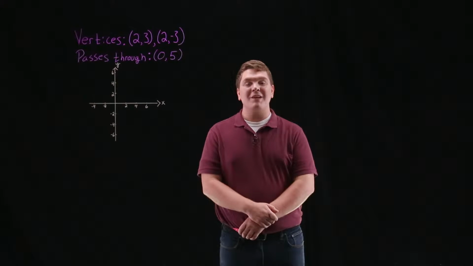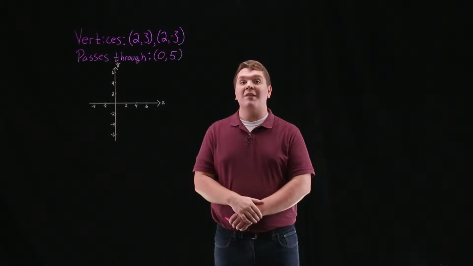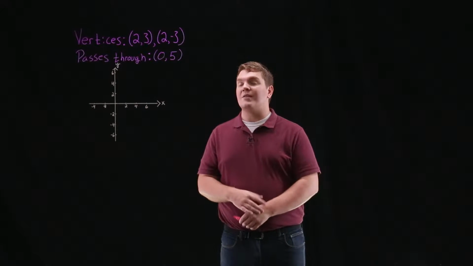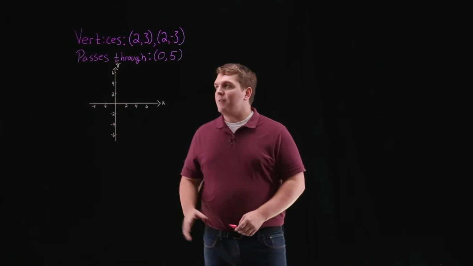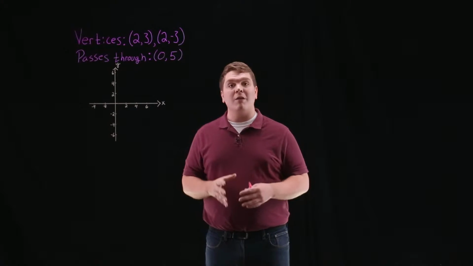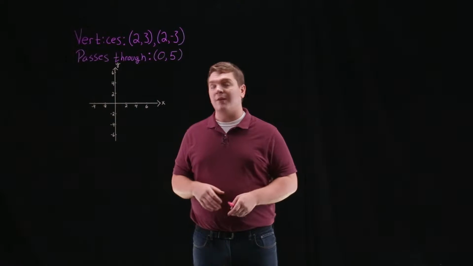For this problem, we're asked to find the standard form of the equation of the hyperbola with vertices at the points (2, 3) and (2, -3), and we also note that our hyperbola passes through the point (0, 5). So how I like to begin any problem like this is I like to start just by sketching a rough graph of whichever conic section we're looking at. In this case, it's a hyperbola.